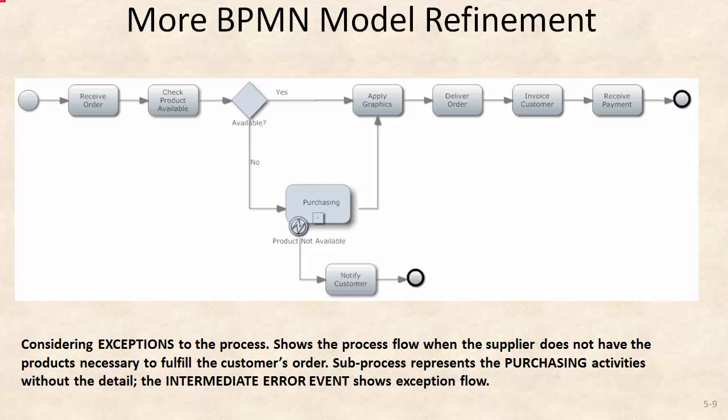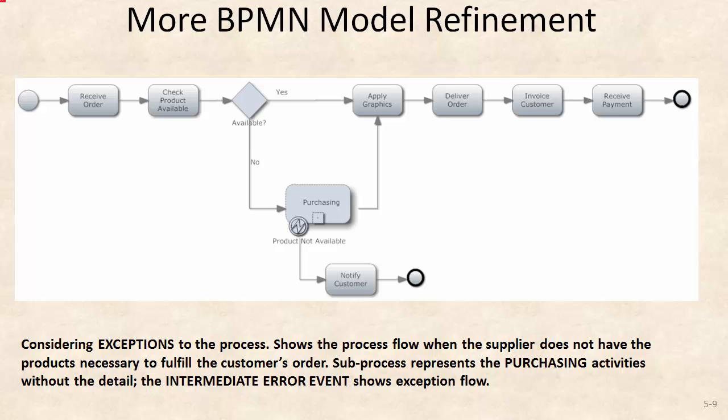So far, our activity models haven't included any exceptions to the process, such as the product not being available, the customer not placing the order after receiving the quote, etc. So in this case, we are going to model whether or not the product is available. So we start the same way.